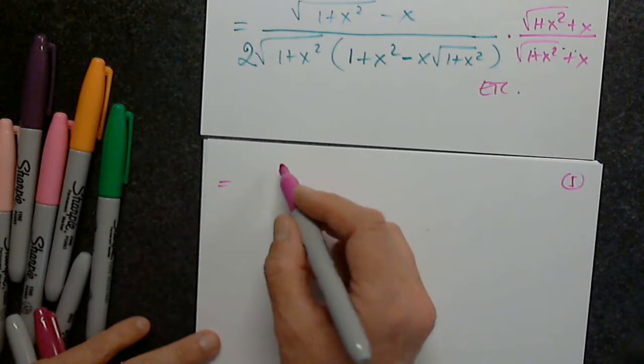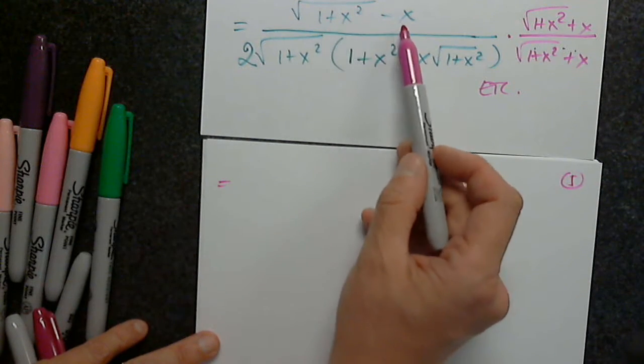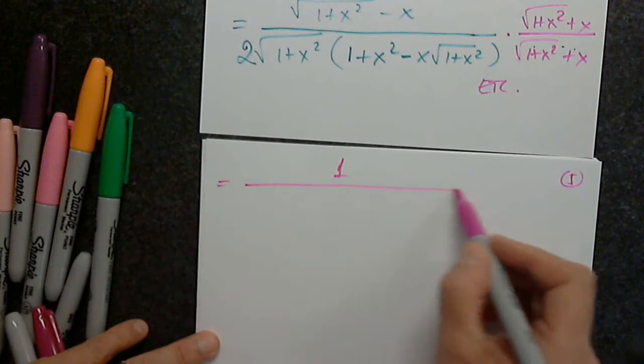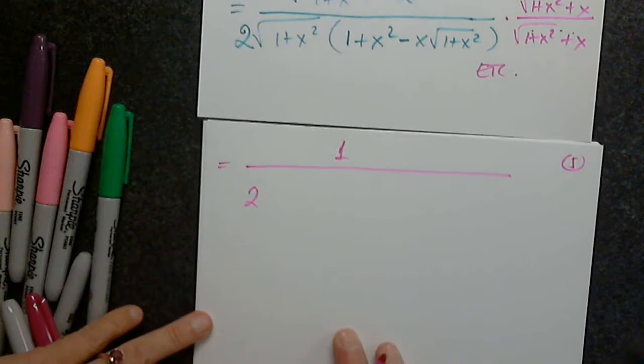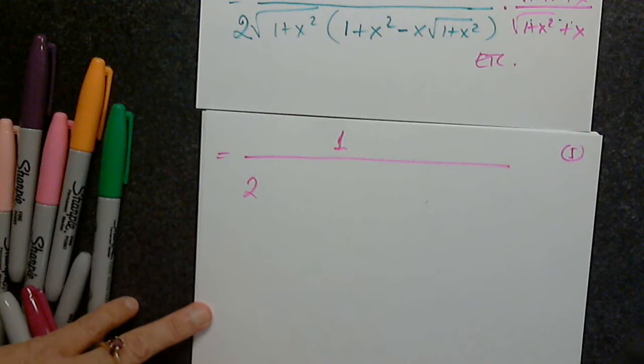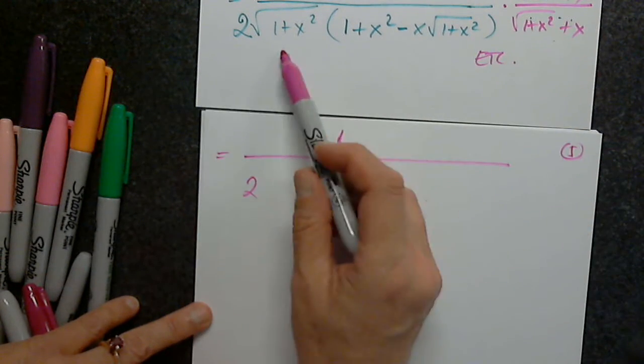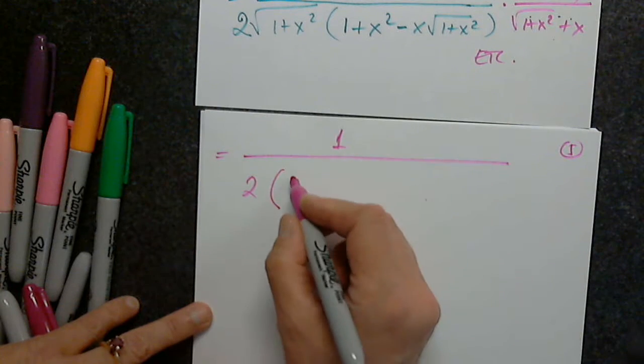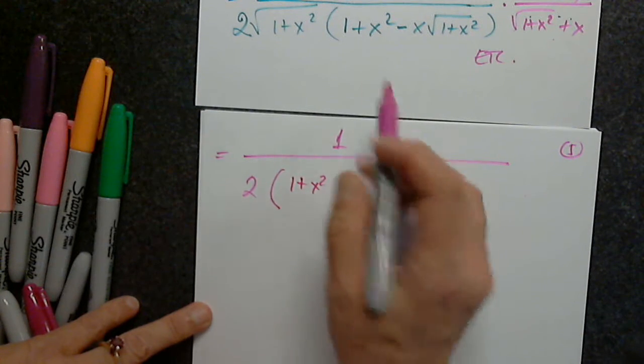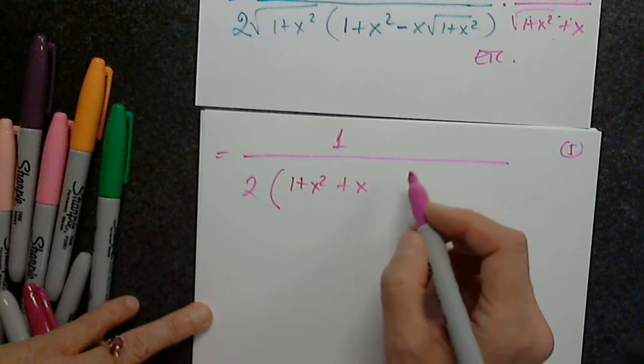So if we do that, then the numerator is 1 plus x squared minus x squared, so this is going to be 1. And now the denominator, I'm going to multiply these two. So I get 1 plus x squared, and then plus x.